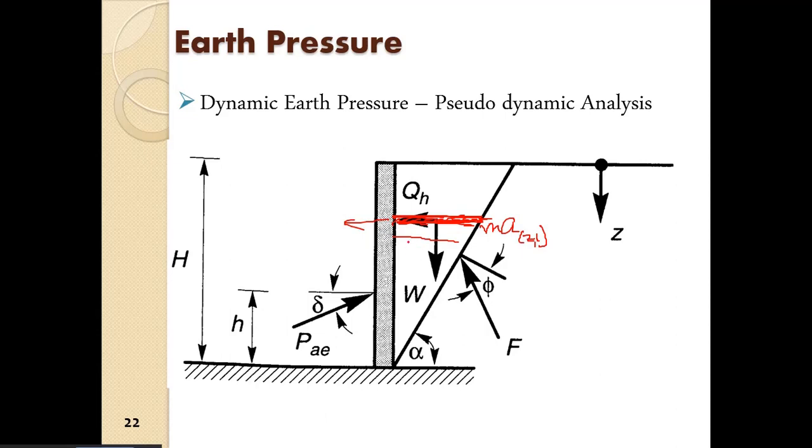So we have to now integrate all of these forces. Now m is also a function of z, obviously. So what will be m(z)? It will be the unit weight of this strip. What will be the length of the strip? It will be h minus z.